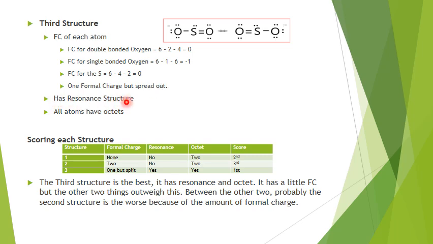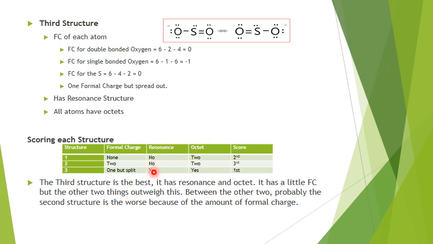And it has resonance structure, and all the atoms have octets now. So 2, 4, 6, 8. Okay, so let's tabulate that. So formal charge, resonance, octet, and kind of a score from that. So this has no formal charge, 2, and this should be a 2. So these both have 2, but this is more likely to be split because this negative charge gets split out over the whole molecule. Okay.